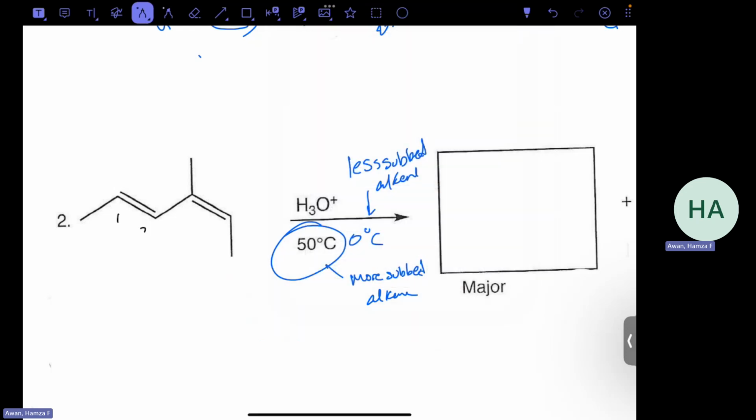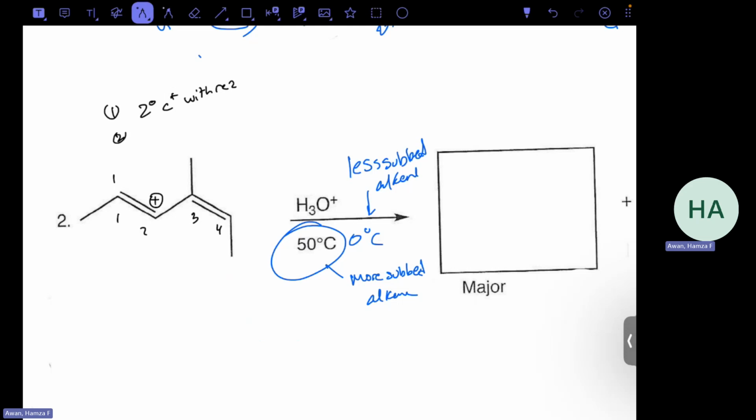So I'll say 1, 2, 3, 4. If it protonated at 1, then it would have a positive charge on number 2, and this becomes a secondary carbocation with resonance. And I'll do that for number 1.